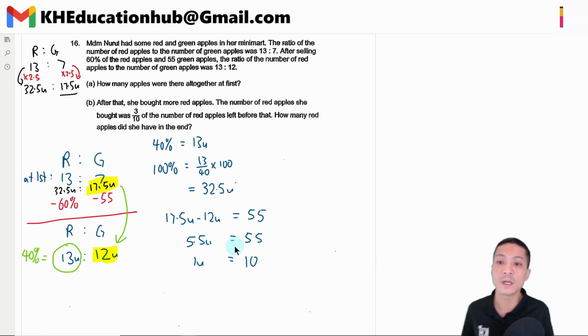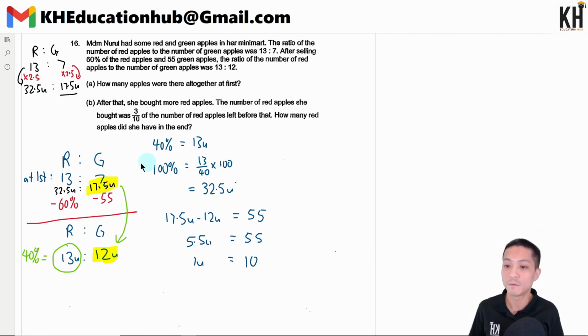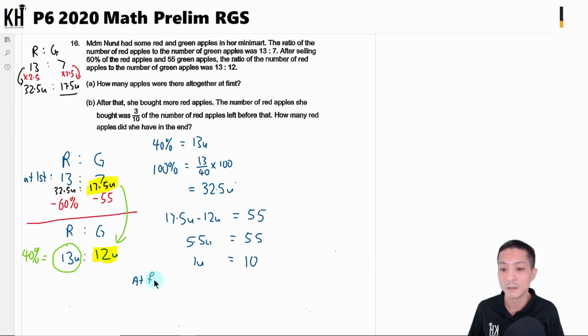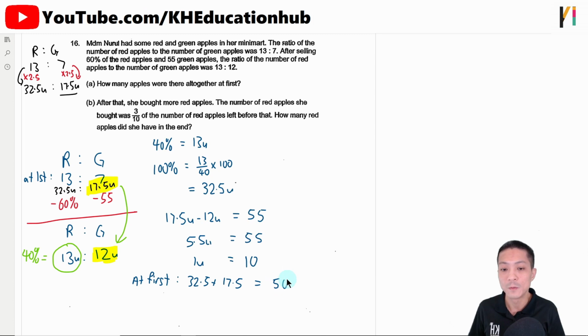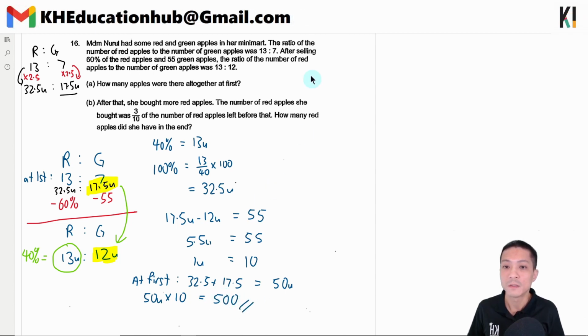Okay, and if I want to find how many apples were there altogether at first, okay, at first, what is the total unit? Total unit will be 32.5 plus 17.5, right? Which is 50 units. So 50 units times 10 will be equal to 500. Okay, so there are 500 apples at first.